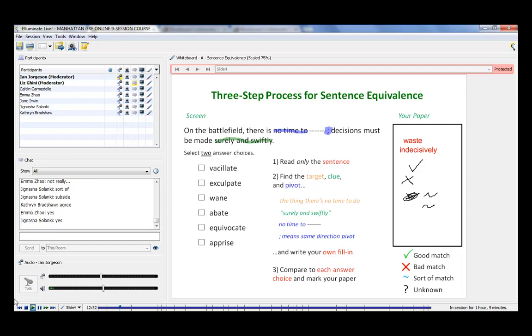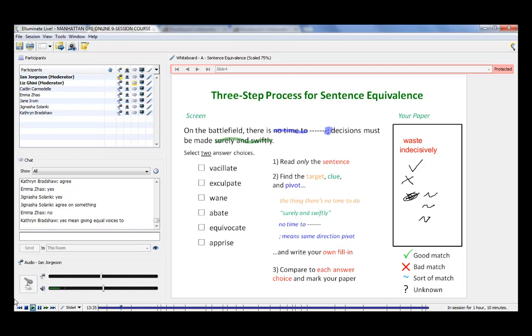How about equivocate? What do you guys think? Does equivocate mean wasting time or being indecisive? Ooh, we've got some serious disagreement here. Catherine's saying means giving equal voices to. Jignasha says agree on something. Interesting. All right, I'm going to hold on to this one. Here's what's cool about these problems. We are still going to get this right here, even though we've got a bunch that we're a little bit unsure of. Okay, last one, apprise.